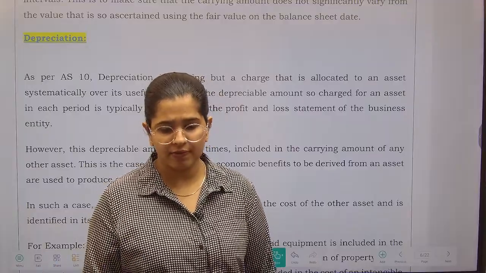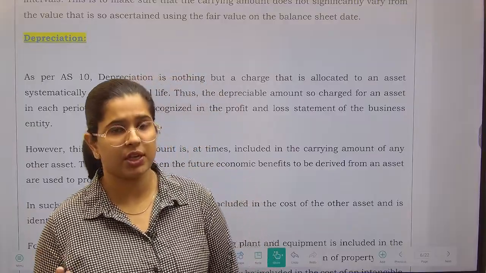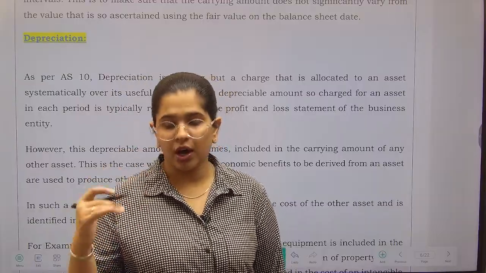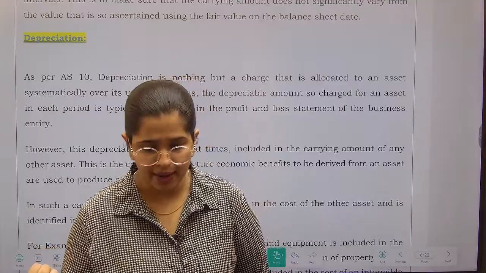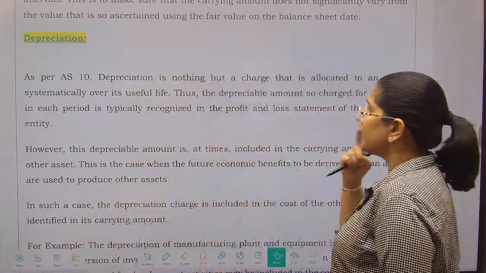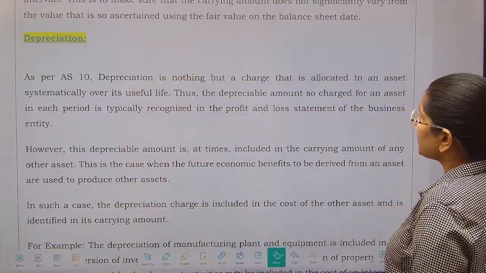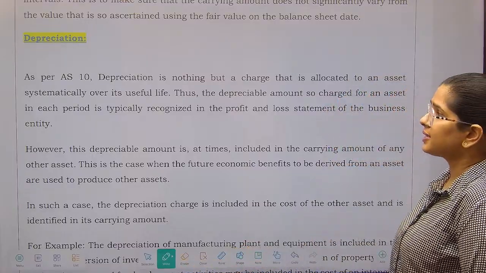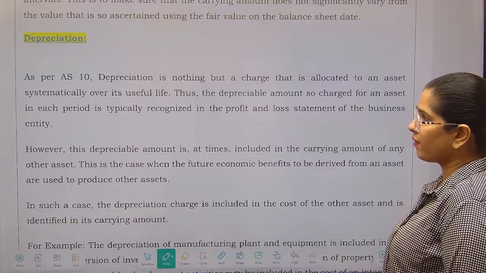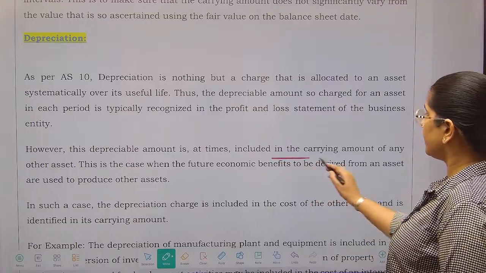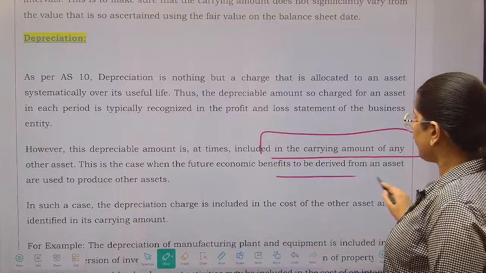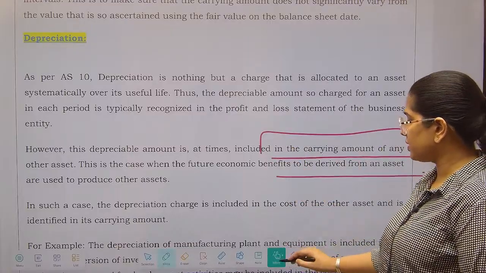There are three methods of depreciation which are given in this particular accounting standard, and we are going to see all these three methods one by one. So as per IAS 16, depreciation is nothing but a charge which is allocated to an asset systematically over its useful life. However, this depreciable amount may be included in the carrying amount of any other asset. This is the case when future economic benefits from an asset are used to produce other assets.